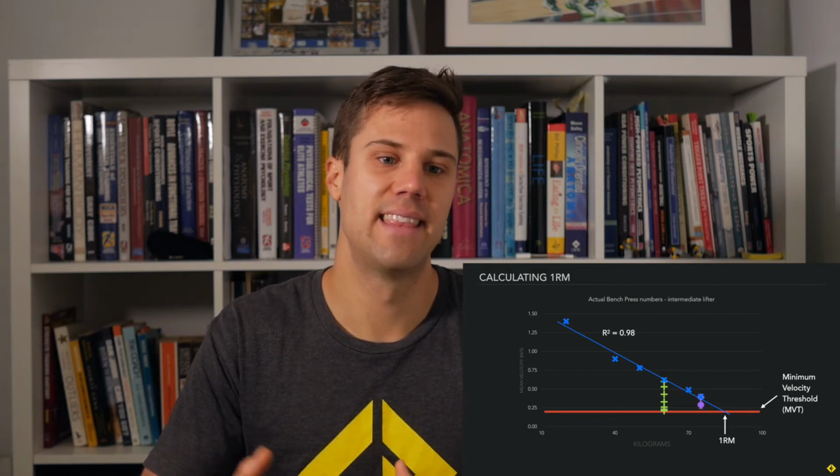Now that idea of taking a set to failure and also achieving a minimum velocity threshold wouldn't just apply in this case to 60 kilos. It would also work if we did, say, a set of 4 to failure at that much higher load of 72, 75 kilos. So this relationship between load, velocity, and that minimum velocity threshold is consistent across all lifting, which is a really cool phenomenon that we see for a lot of lifts.